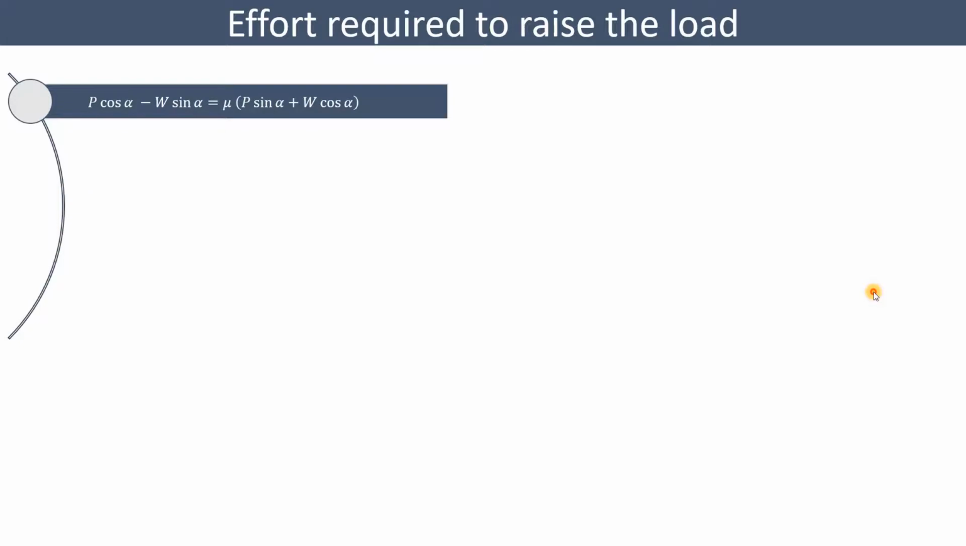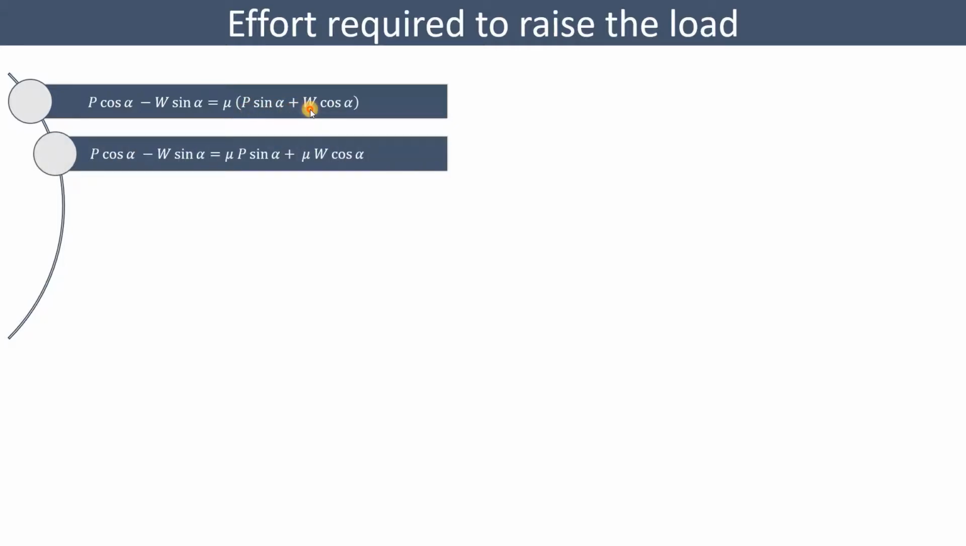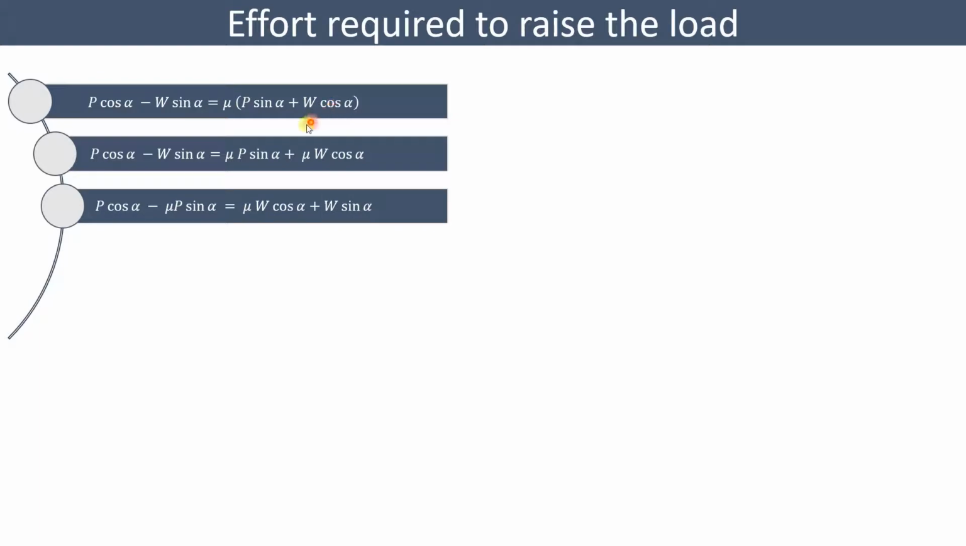Now just write the equation. P cos alpha minus W sin alpha equals mu into R, and the value of R we have already substituted, that is P sin alpha plus W cos alpha. If you multiply mu inside the bracket, it is mu P sin alpha plus mu W cos alpha. Mu gets multiplied to both terms. Now transfer mu P sin alpha to the left hand side, it becomes negative, and transfer the negative term to the other side, it becomes positive.